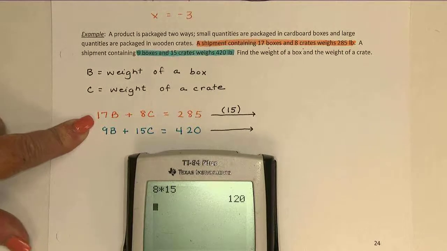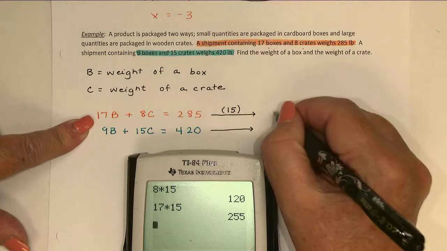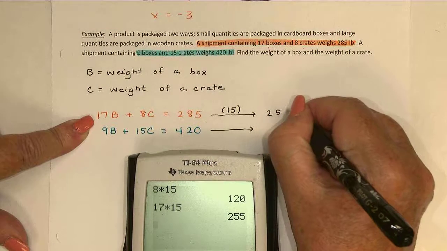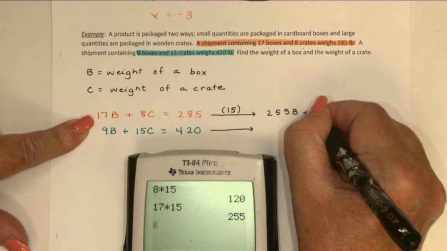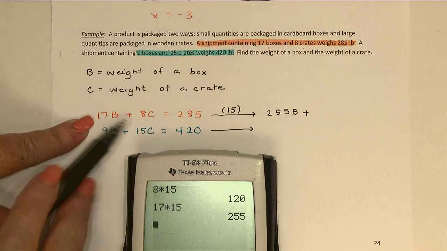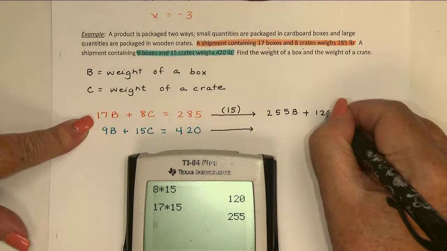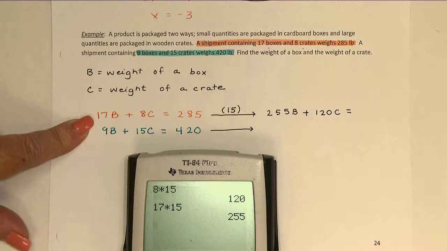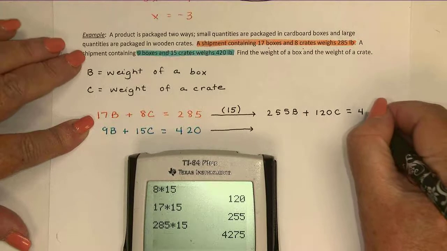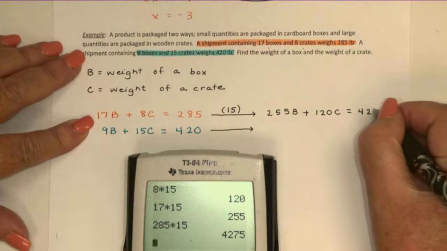Little arithmetic we're going to have to do here, so keep my calculator handy. 17 times 15 gives me 255B. Plus I already know 8 times 15 is 120C. And then 285 times 15 is 4,275.